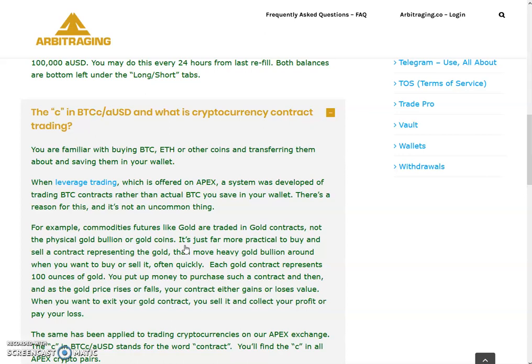So it totally depends. If the market goes in favor of you, it will give you profit. If it goes against you, it will give you loss. So this is how commodities trading happens.